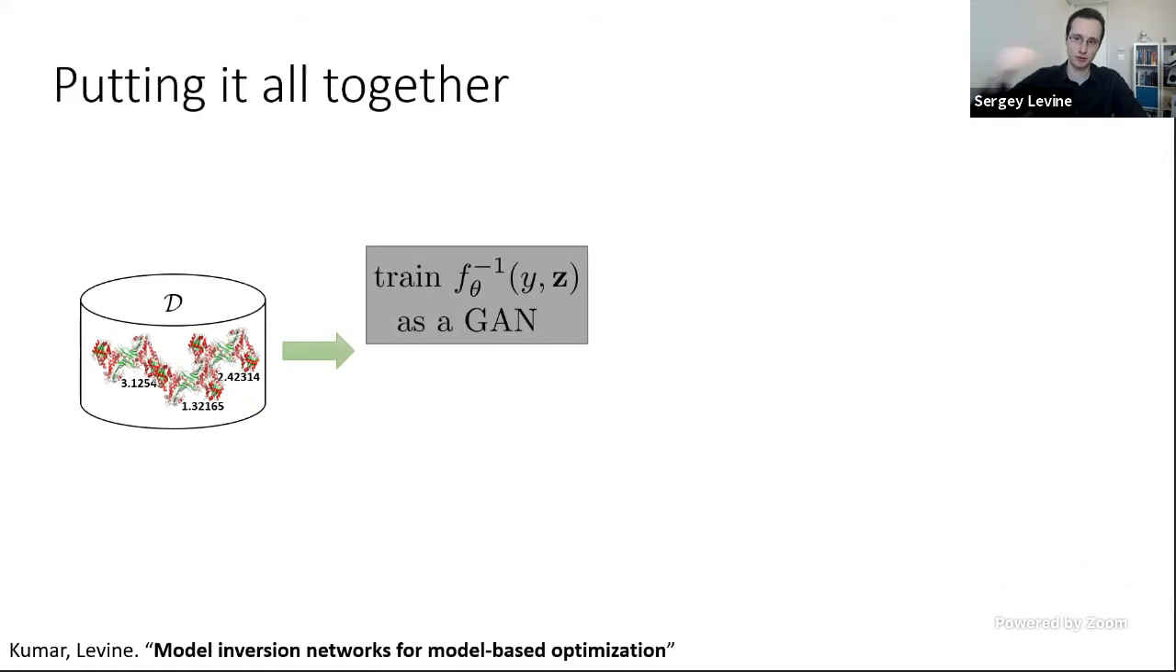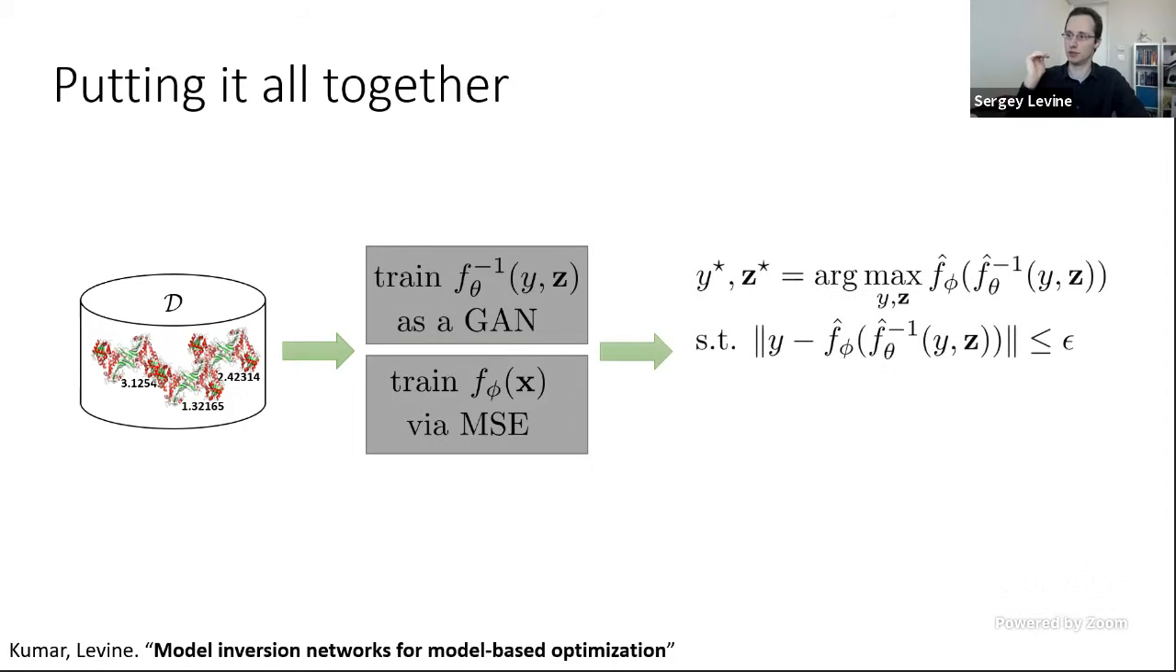So putting it all together, we take our data set, we train an inverse model with a GAN, we train a forward model with just mean squared error, we find the y and the z where the forward and inverse models agree with each other, and that's our final design.